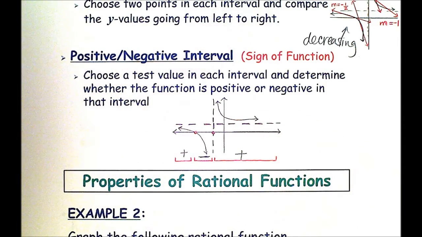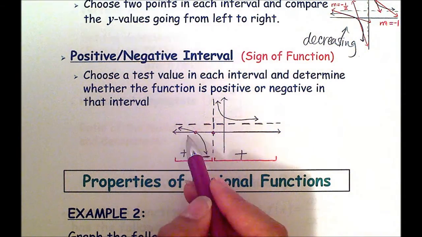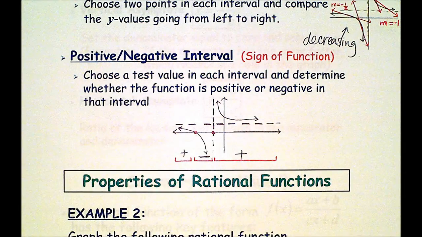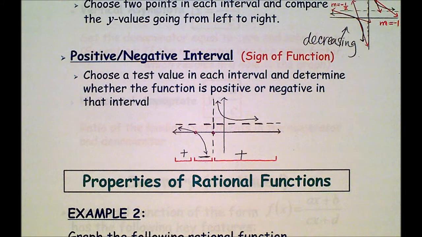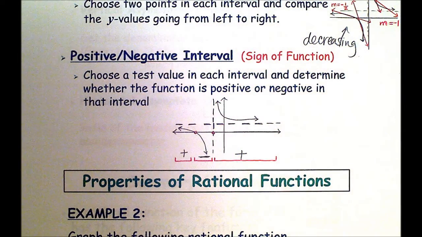So one way to do it is to choose a test value in each of these intervals and see whether the function is positive or negative, and that'll tell you if it's above the x-axis or below the x-axis. The other way is to look at it graphically and then figure it out based on that.